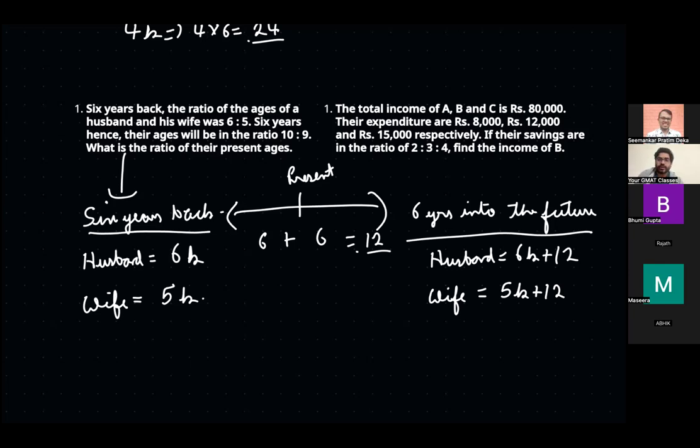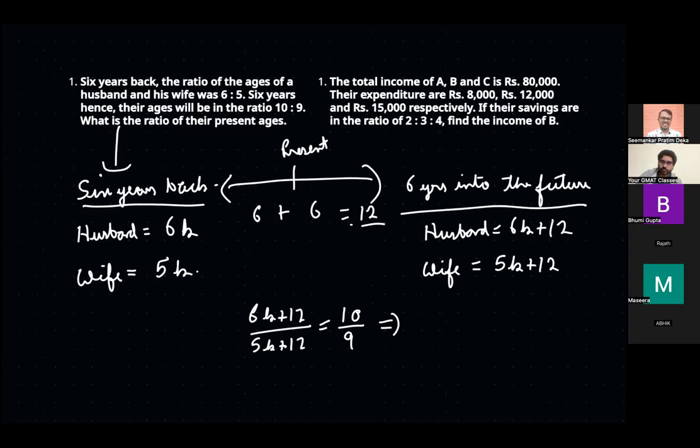Is this clear, class? Now this ratio is given. So I can write (6K + 12)/(5K + 12) = 10/9. If I simplify this, what will be the value of K here, class? Has anyone done this? 3, right? You get K as 3.